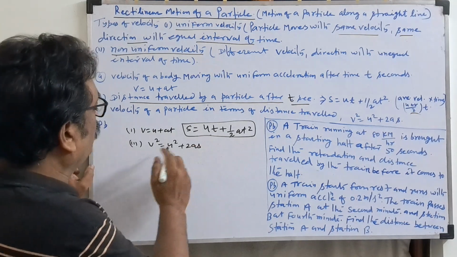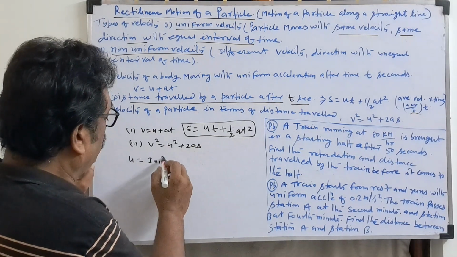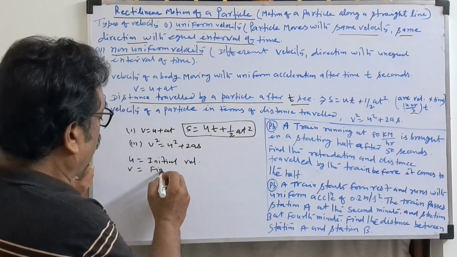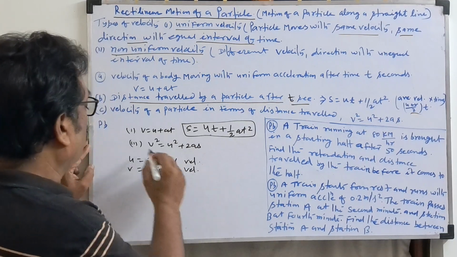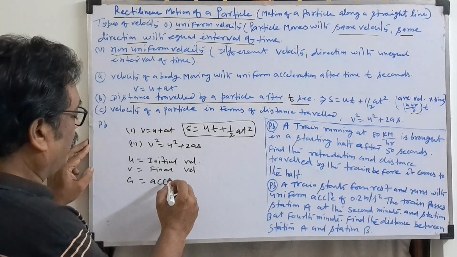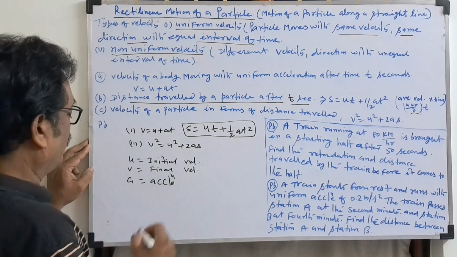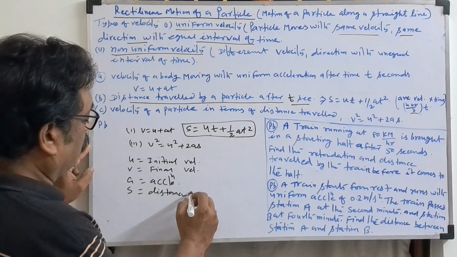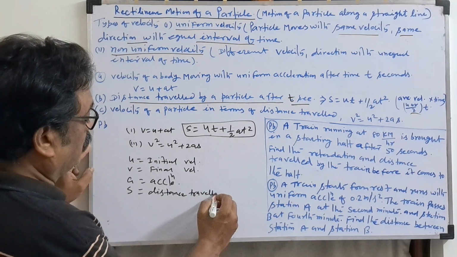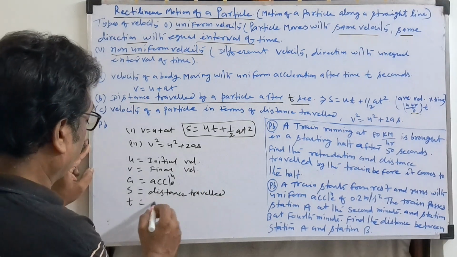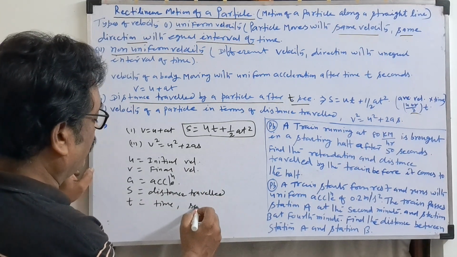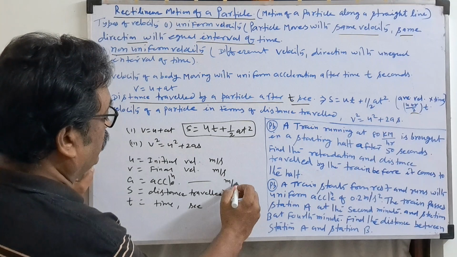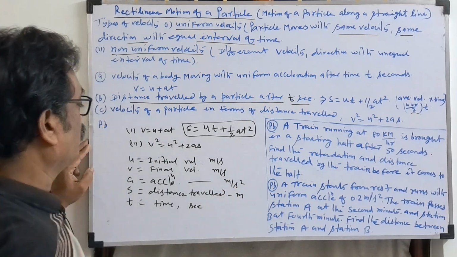So what is u here? u is initial velocity. v is final velocity. a is acceleration, I am writing the short form. s is distance traveled. t is time. The unit of time is second. The velocity unit is meter per second. Acceleration is meter per second square. The distance traveled unit is meter.